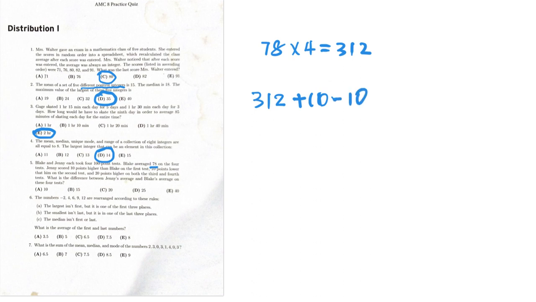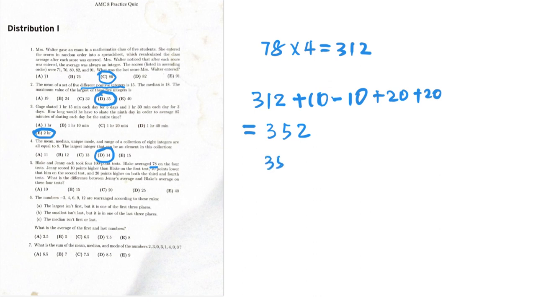And then the third and the fourth, both 20 points higher. That means plus 20 plus 20. That's all the points Jenny got. The total is 312 plus 40, that's 352.